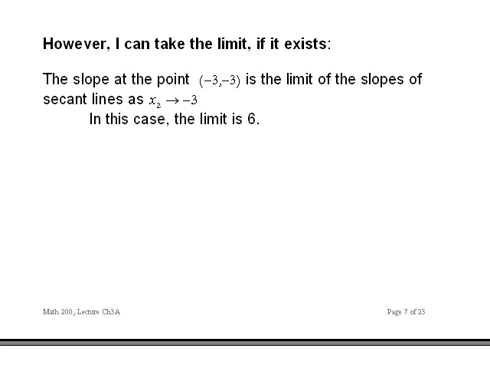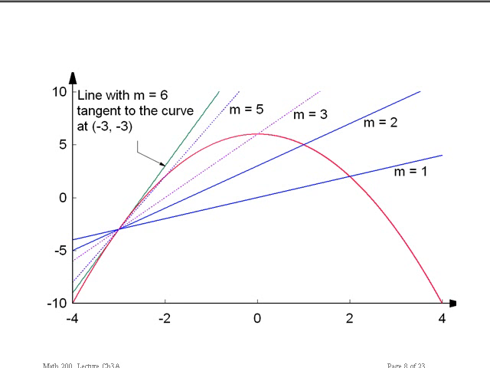Here is a graph of this process. The blue lines are the secant lines. The green line is the tangent line. The first secant line that I did had a slope of 1. The next one had a slope of 2. The next one 3. Then I ended up with a slope of 5. In the limit, these secant lines approach the tangent line, and the slopes of the secant lines turn into the slope of the tangent line, which in this case is 6. That is also the slope of the parabola at the point minus 3.